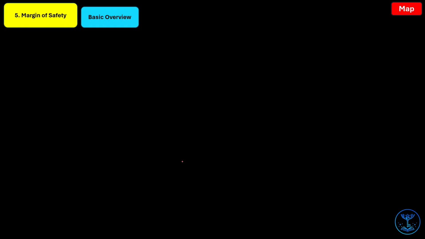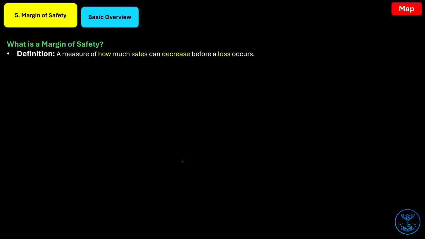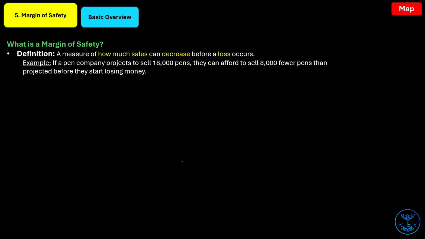So 5, margin of safety. What is a margin of safety? Well, it's a measure of how much sales can decrease before a loss occurs. An example of this is if a pen company projects to sell 18,000 pens, they can afford to sell 8,000 fewer pens than projected before they start losing money. So this is very important, as you know at what level we can expect if our projections are under projected.